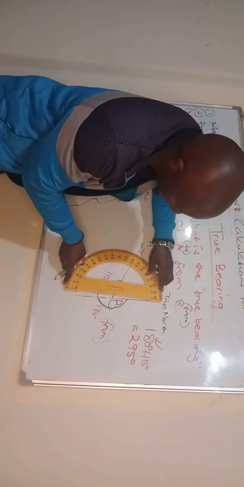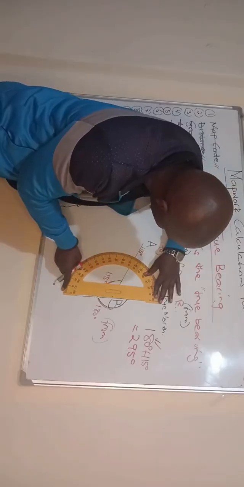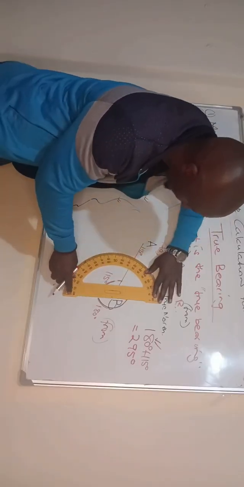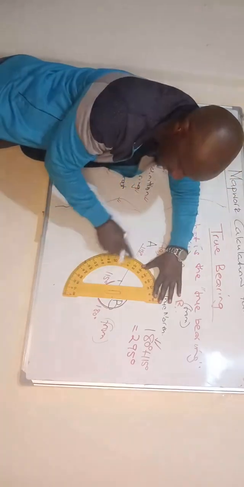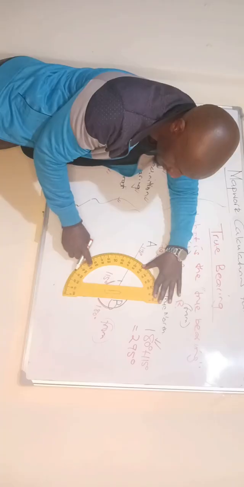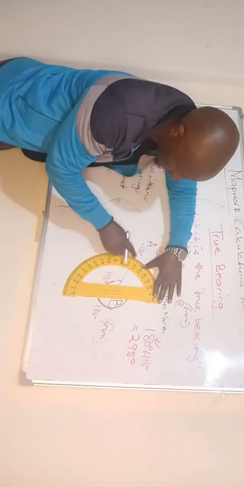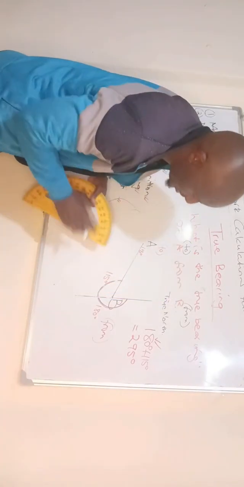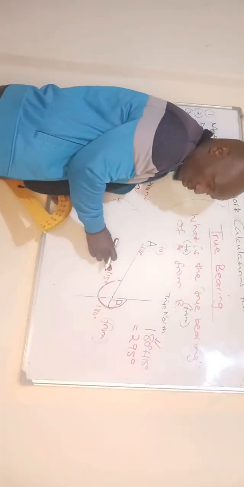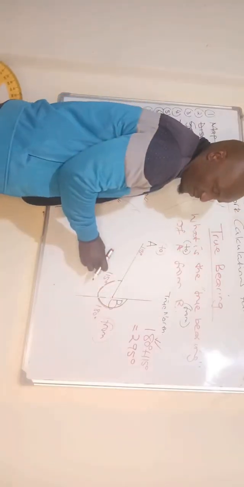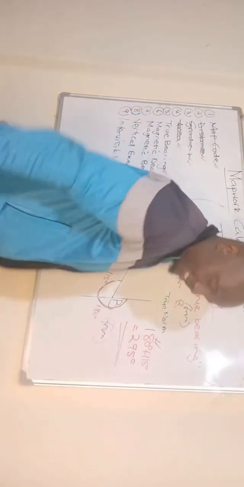Then we move on to the other side now. Here, what did we get? We are measuring from here, so from here up to there: 0, 10, 20, 30, 40, 50, 60, 70, 80, 90, 100, 110, 115. So from here up to there is 115. So we are adding the 180 plus 115. This is how we got the 295. We are measuring in a clockwise direction. We have identified our from and the to point. That is your true bearing, boys and girls.